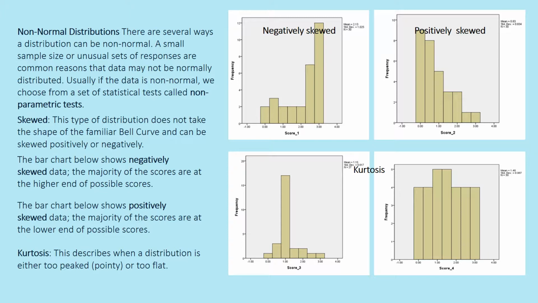Now, there's something I didn't mention before. It has to do with the possible distribution of this data. We have a new word called kurtosis. This describes when the distribution is either too pointed or too flat in our data collection. So this kurtosis can apply to normally distributed data or non-normal distribution data.